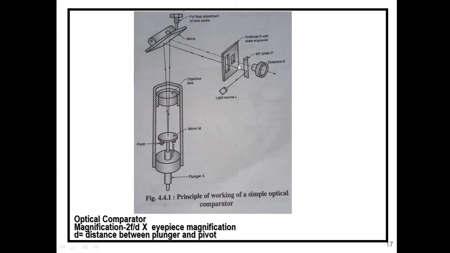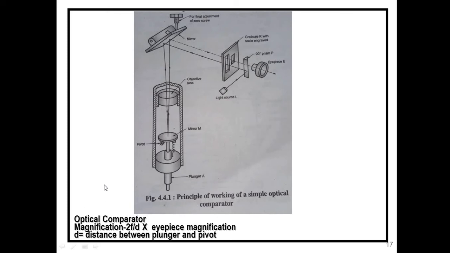The amount of change in the position of the scale image can be correlated with this movement. So we can say that the change in the position of the scale image is directly a function of the movement of the plunger at the lower end. So this is the very simple principle of working of the optical comparator.